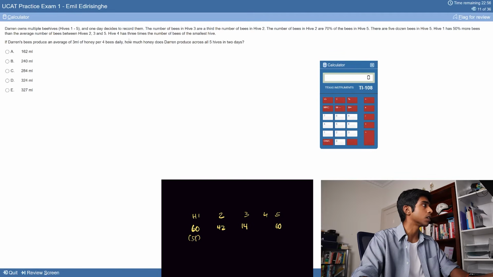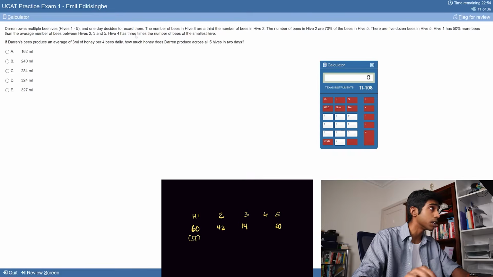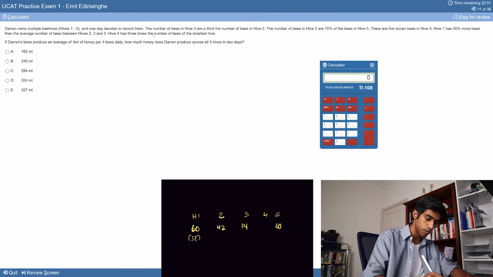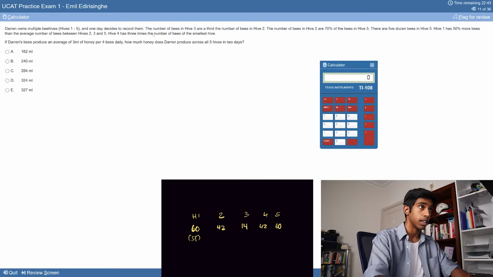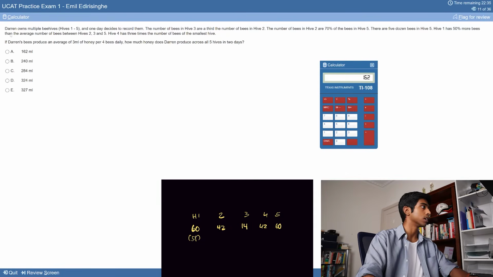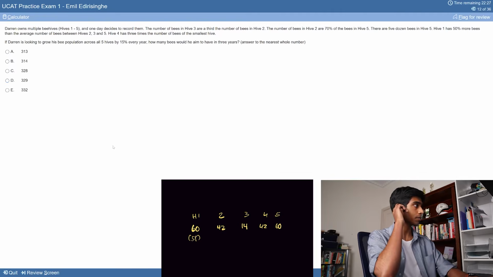If Darren's bees produce an average of 3 mils of honey per 4 bees, okay, hive 4 has 3 times the number of bees in the smallest hive, so this is 42. So 58 plus 42 plus 14 plus 42 plus 60, divide that by 4 times by 3, 162 in 2 days, so times 2, 324.